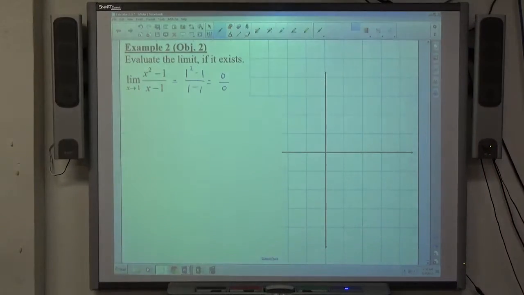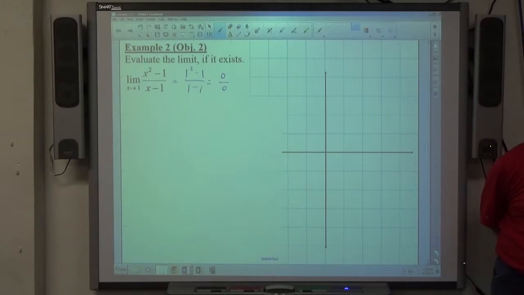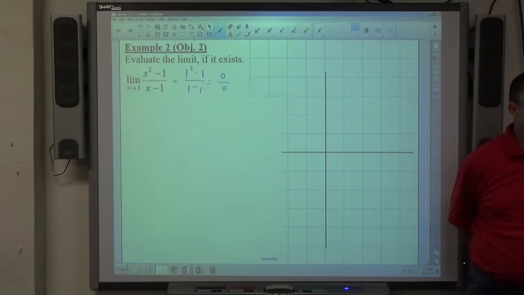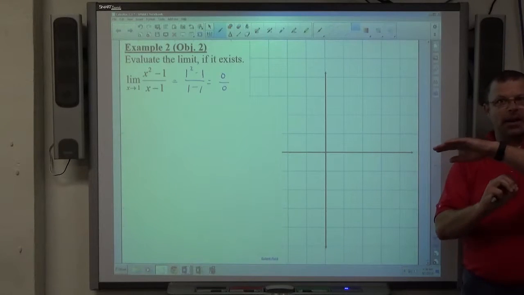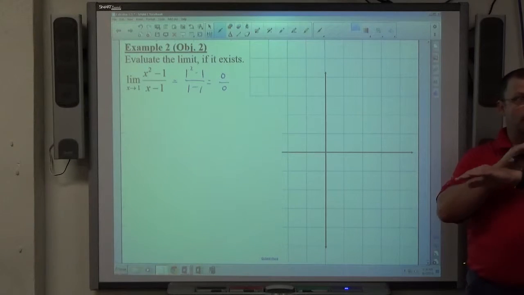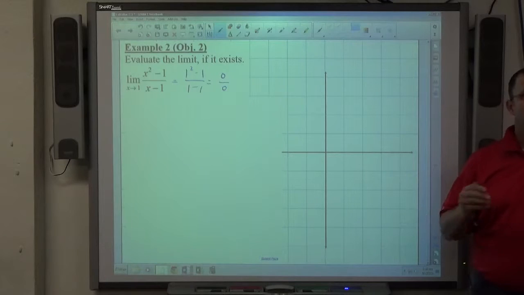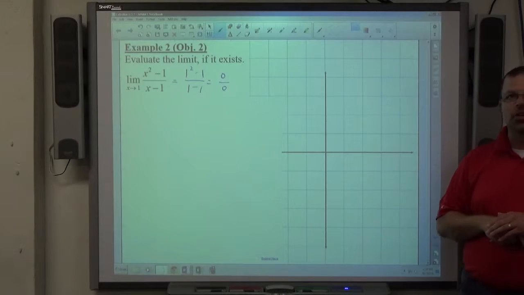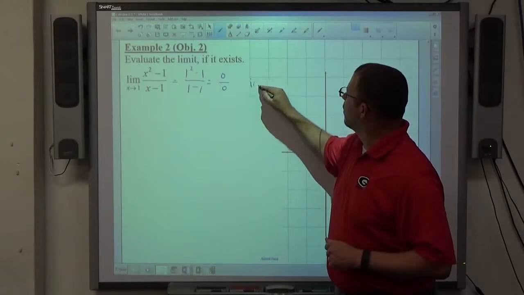Let's go back in time to Algebra 1. I can't remember what lesson it was, maybe lesson 10 or 11 or 12, somewhere in there, and we dealt with division by 0. If we had 0 divided by a number, we had 0. If we had a number divided by 0, we got undefined. But if we had 0 divided by 0, we had indeterminate. You might recall that word.